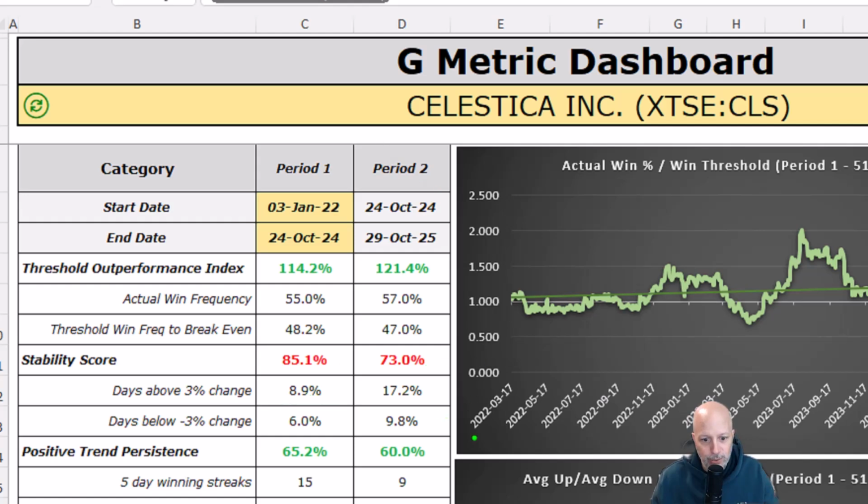Moving to period 2, we can see it's become more volatile. So we have 17.2% of the days above a 3% change. That's really a high number right there. And then we also have 9.8% of the days that are below a negative 3% change. It's also a high number, but it kind of pales in comparison to the number of days above a 3% change. It gives an overall stability score of 73%, which, this is a volatile stock, but it is still performing well.